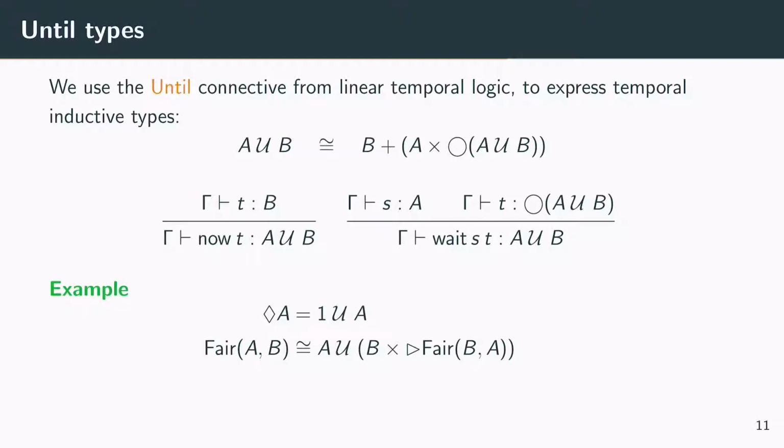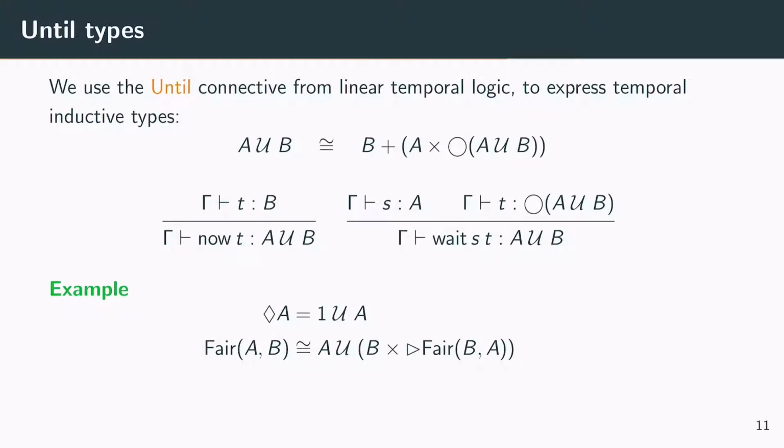Examples are, well, we've already seen one. The diamond is in fact an until type, so diamond A is a unit until A, so we get a bunch of values of type unit until we eventually get our value of type A.